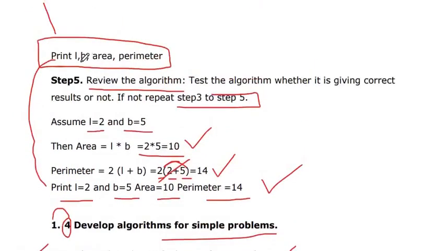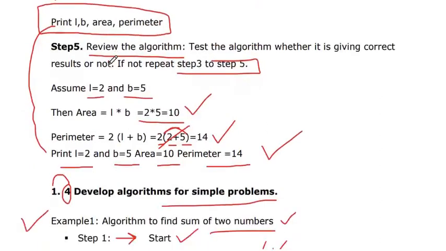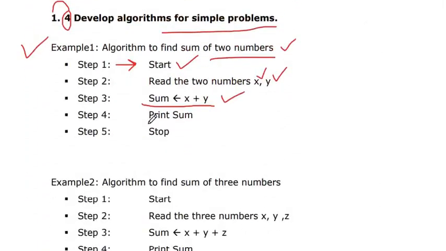Already we have seen the fourth step. We have to print the values. We have to print the result. Now here we have to print the sum. Next, the final operation is stop. Now here we have to stop the process. This is the algorithm to find the sum of two numbers.